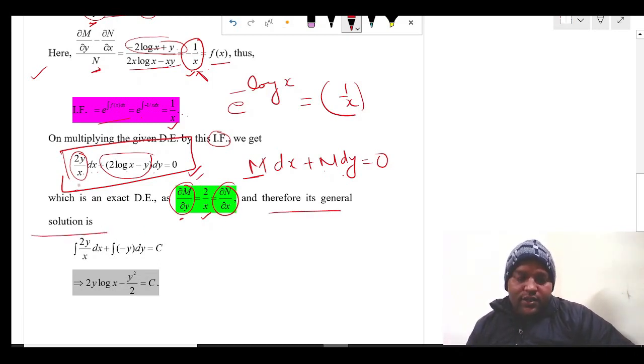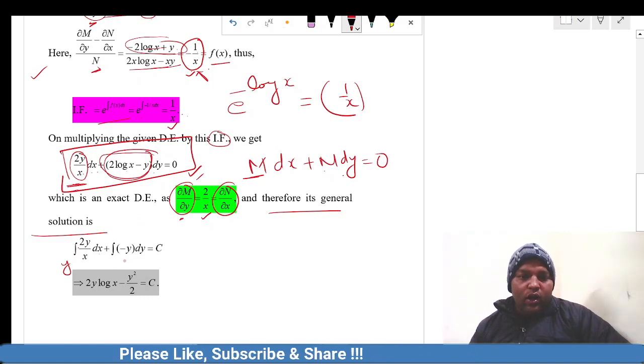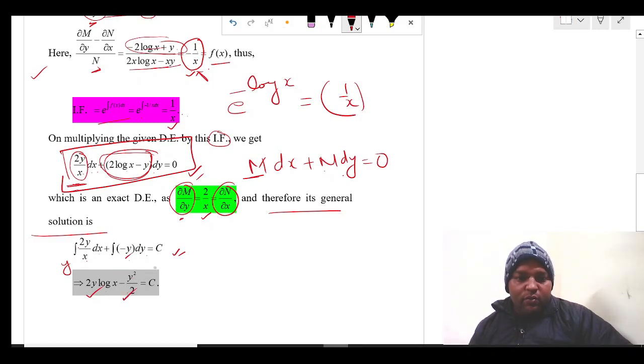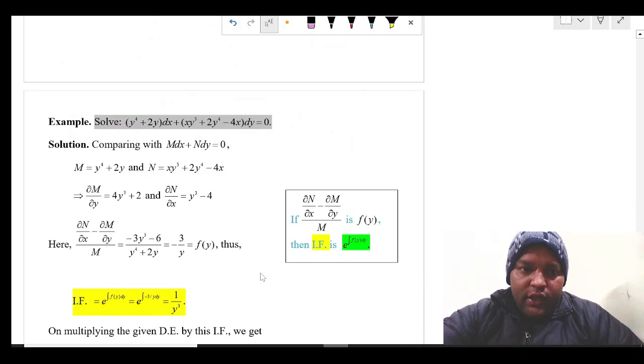so we can write its general solution, and the general solution is simply we have to integrate this m function with respect to x taking y as constant, and we have to integrate only those terms of n which do not have x. So integration of minus y dy is equal to c. Integration of 1 over x is log of x. Integration of minus y is minus y square by 2 is equal to c, which is the required general solution of given differential equation.